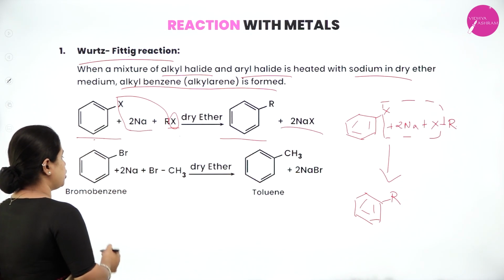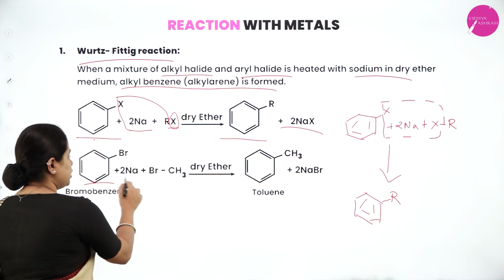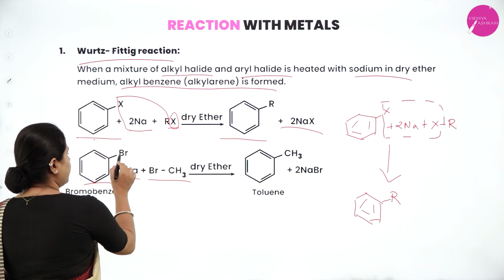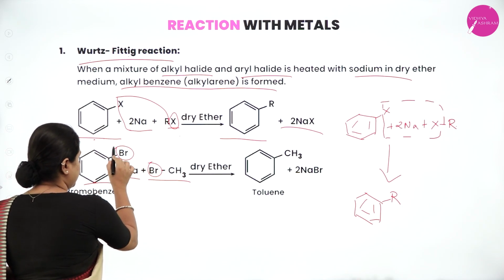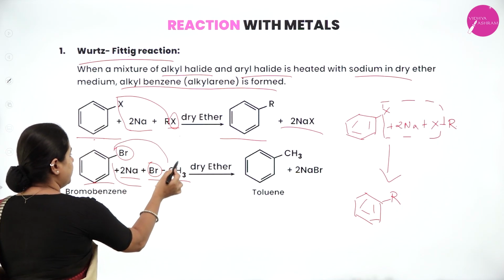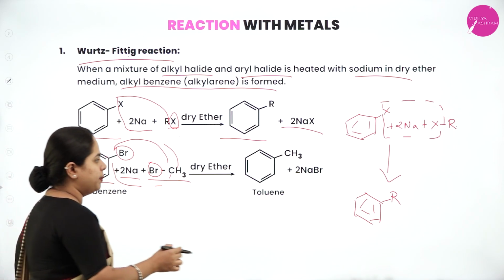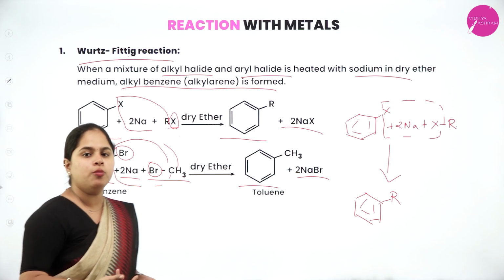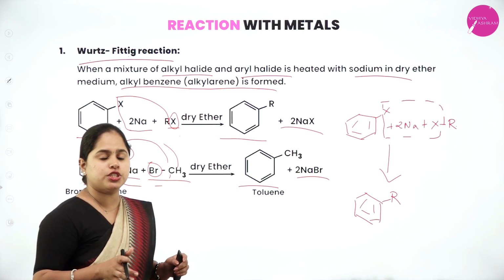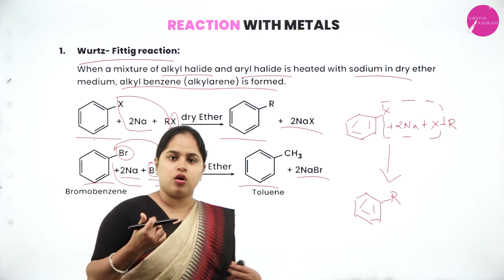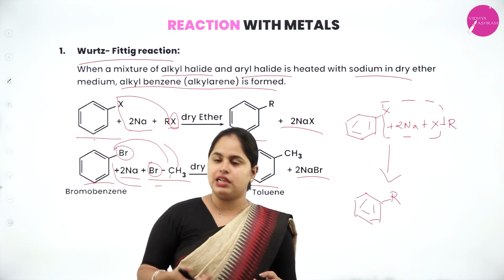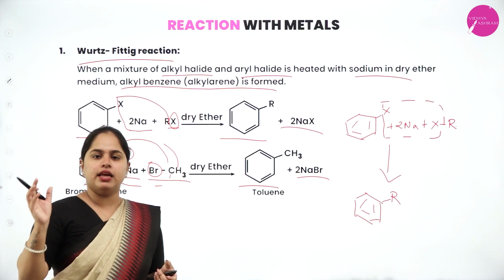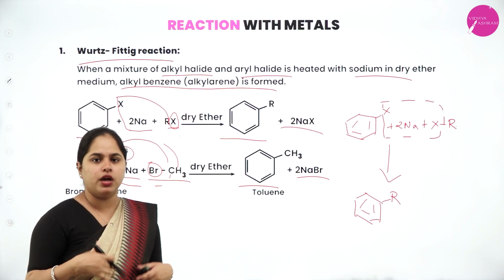One example is shown here. Bromobenzene we have taken with 2 moles of sodium, and methyl bromide is also taken. So what happens? This bromine and this bromine, that is this much part, will be removed. The methyl will be directly attached to the benzene ring, where you will get toluene and sodium bromide. This is similar to the Wurtz reaction itself, but in the Wurtz reaction both compounds we take are haloalkanes. Here we are taking one haloalkane and one haloarene, so that the benzene and the alkyl group combine and form the compound.